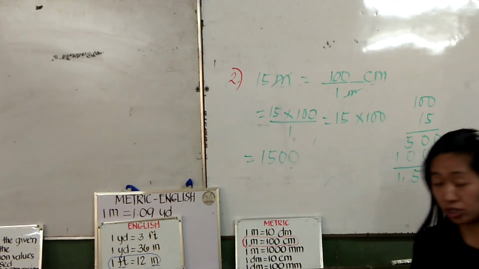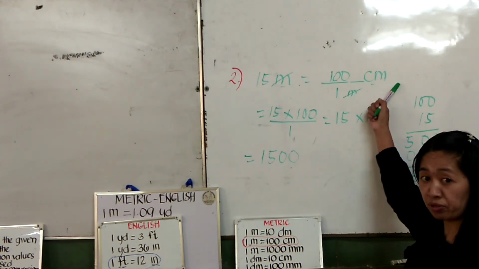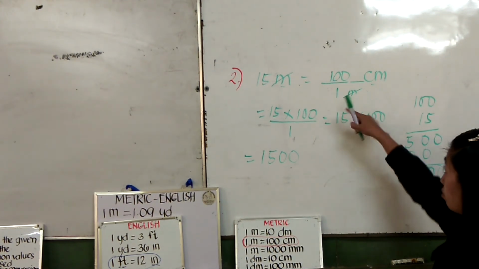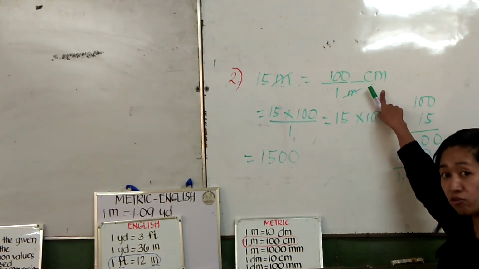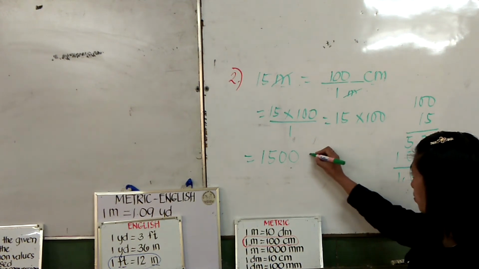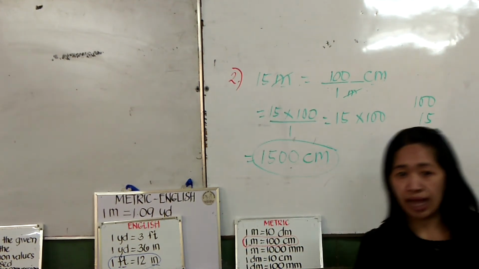1,500. What is the unit of measure to be used? Is it meter or in centimeter? Okay, so if you remember, we cancel out your meter and meter. That's why your answer is supposed to be in centimeter. Okay, so that is your final answer.